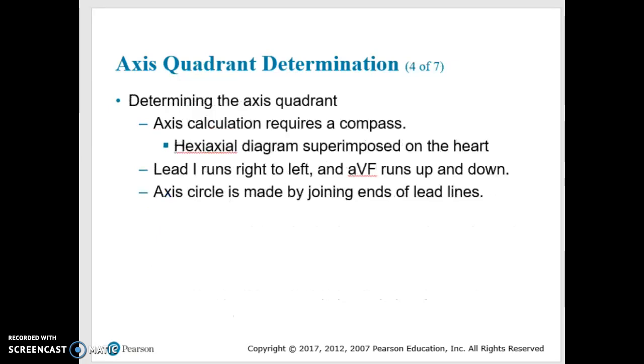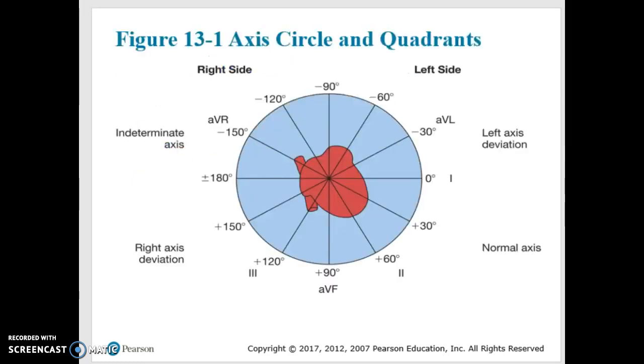Let's look at determining the axis of the quadrant. I would like for you to go to page 37 in your book and look at the hexaxial diagram. I'm going to scroll down. This slide is a little more detailed than what page 37 depicts, but it's still the same. If you look, aVF represents this line here. It runs up and down. Lead 1 is represented by this line here that runs right to left. aVL is this line that runs here.